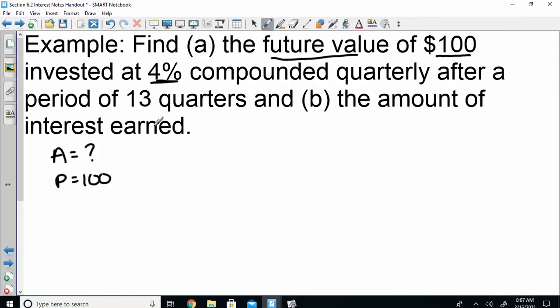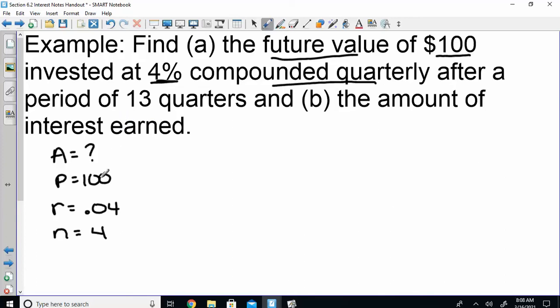Invested at 4%. That is my rate. We would have to use 0.04. Compounded quarterly. That's telling me the number of times per year. So quarterly would be, we'll just do 4. You don't have to do that one as a decimal.